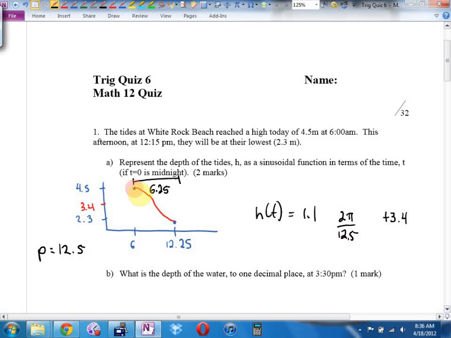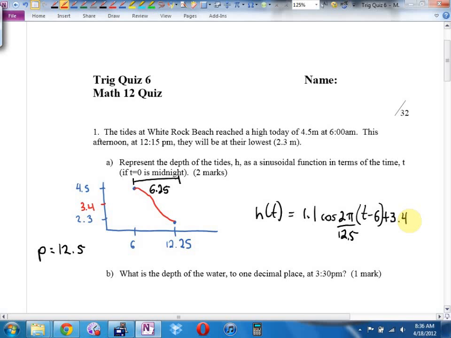If I start up here, which trig function starts up high? Negative sine, negative cos, or positive cos? Okay, so I'm going to do this as a positive cos with a phase shift of t minus 6 to the right. That's one possible equation. If you got that, the way I mark these for 2 marks, half mark for the amplitude, half mark for the period, half mark for the phase shift, half mark for the vertical displacement.